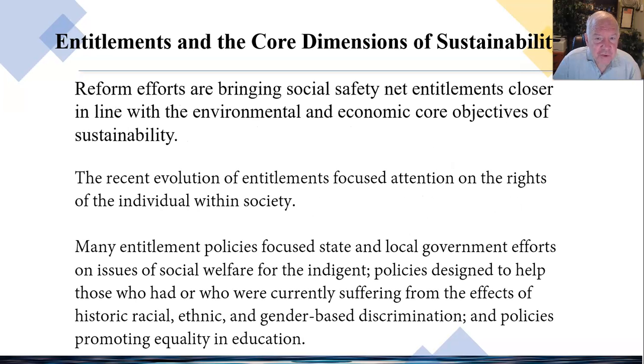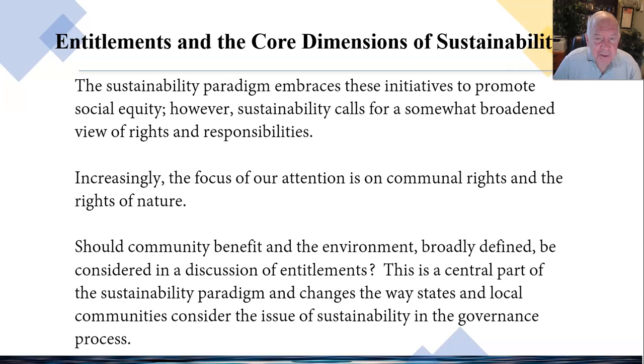Reform efforts are bringing social safety net entitlements closer in line with the environmental and economic core objectives of sustainability. The recent evolution of entitlements focused attention on the rights of the individual within society. Many entitlement policies focus state and local government efforts on issues of social welfare for the indigent or poor, policies designed to help those who were suffering from the effects of historic, racial, ethnic, and gender-based discrimination, and policies promoting equality in education. The sustainability paradigm embraces these initiatives to promote social equity.